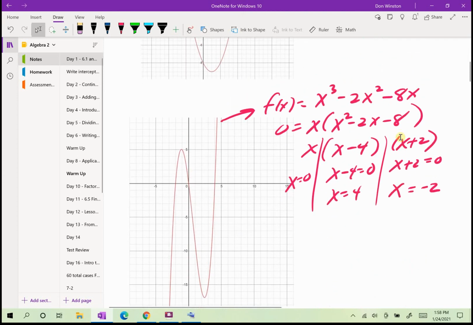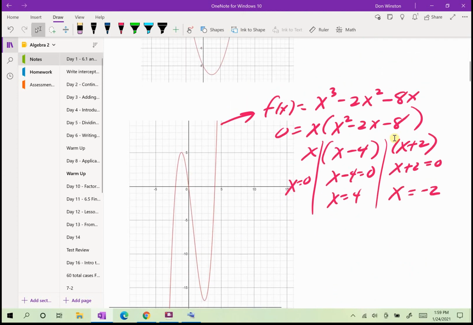Let's look at this one here. Here I have not a quadratic. We'll say this is a cubic, okay, because rather than an x squared, I have an x cubed. So we have f of x is equal to x cubed minus 2x squared minus 8x. I can still find the zeros, the roots, or the x-intercepts of that cubic. I first factor out an x, and then I have left over x squared minus 2x minus 8.